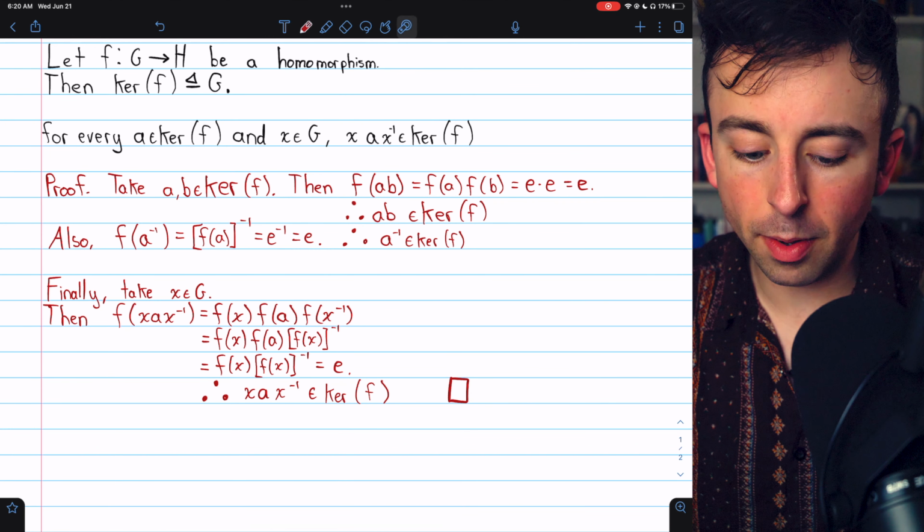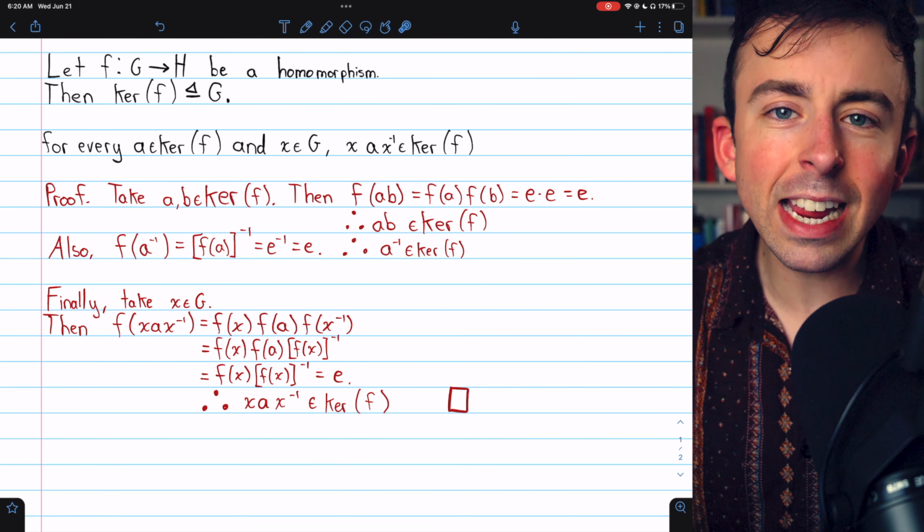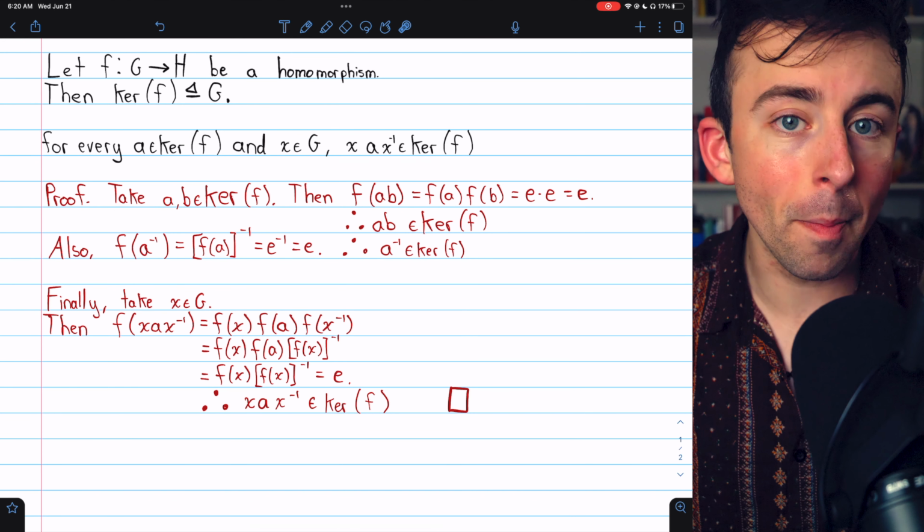If we have a homomorphism F from a group G to a group H, the kernel of F will always be a normal subgroup of that domain group G.